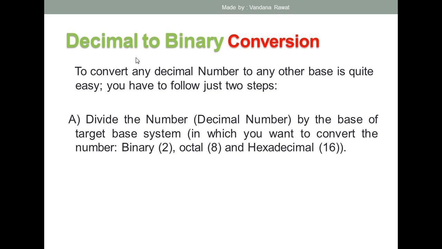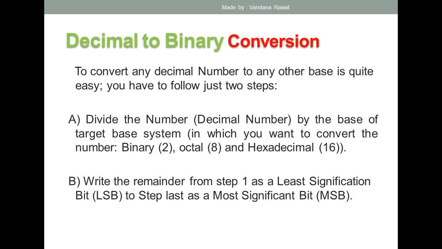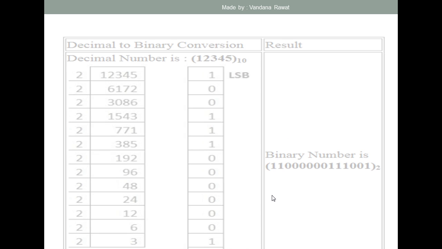Okay, this point is clear? Hope this is clear. So this is the first step. Because we are converting the decimal number system into binary, we will divide our decimal number by 2. This is the first step. Then what will be the next step? Just have a look. You have to write the remainder from step number 1 as the least significant bit, and you have to move up to the most significant bit. Like how? Just have a look.